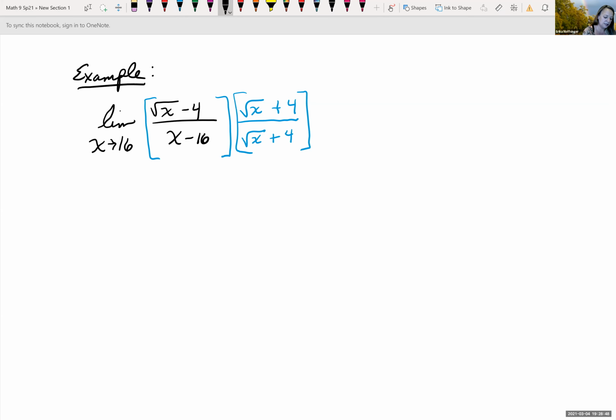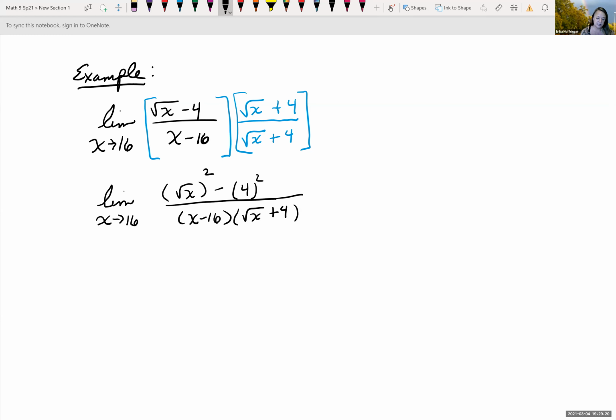So we can FOIL out the square root of x minus 4 times the square root of x plus 4, or notice that that is just a difference of squares, which is the same thing as squaring our first term, so squaring our square root of x, minus squaring our second term. When we distribute that out, the middle term would cancel. And we're not going to distribute the piece that doesn't have the radical. So if we do this, the square root of x quantity squared is x, minus 4 squared is 16, all over x minus 16, that times the square root of x plus 4.